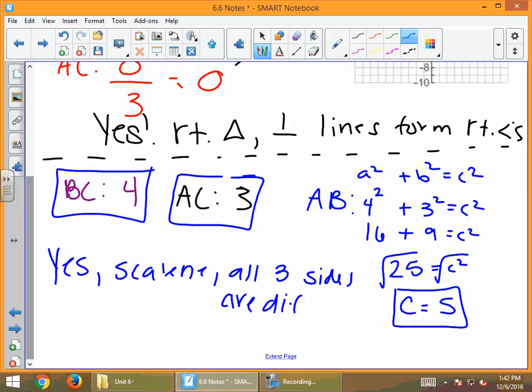Just need something along those lines. All 3 sides are not the same. All 3 sides are different. Something along those lines. You need some form of explanation with your answer. Questions over that?